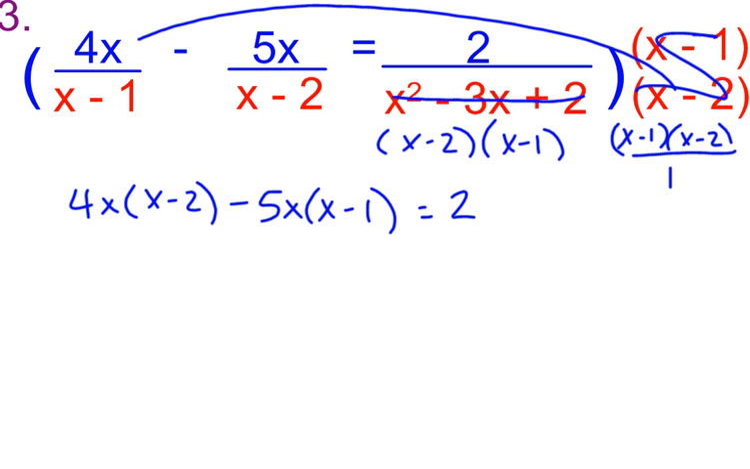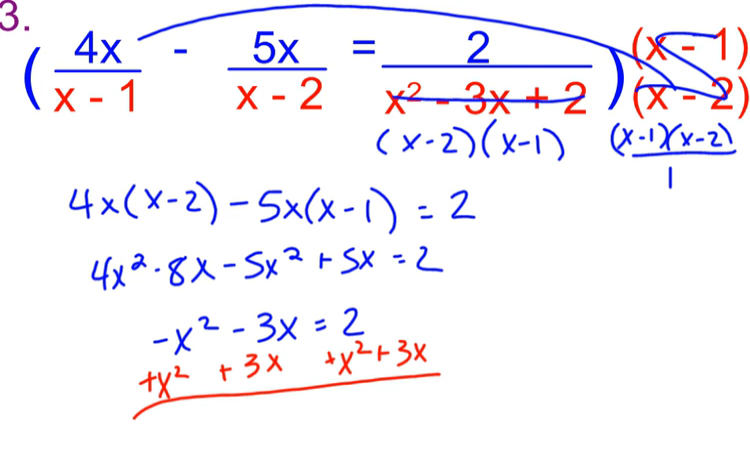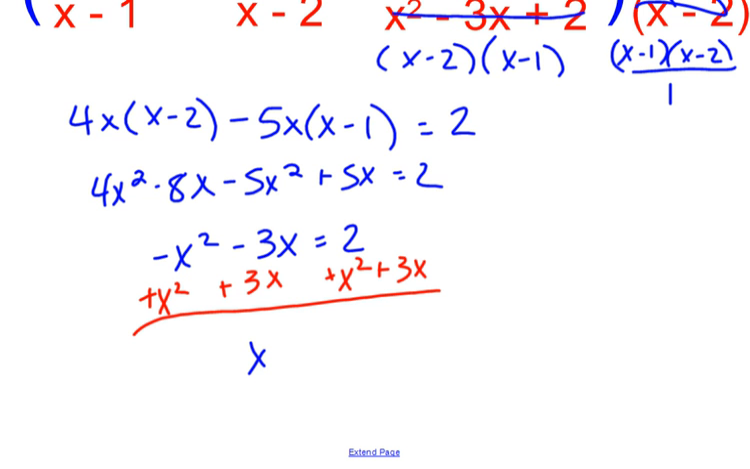So as I go ahead and distribute this, I'd have 4x squared minus 8x minus 5x squared plus 5x equals 2. So when I combine like terms, this is what I have. And then I know I'm going to end up having to factor this because I have an x squared and an x. So I'm going to choose to move this stuff to the other side because I don't prefer to factor with a negative x squared. So I would end up with x squared plus 3x plus 2 equals 0.